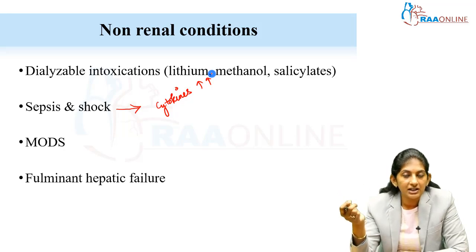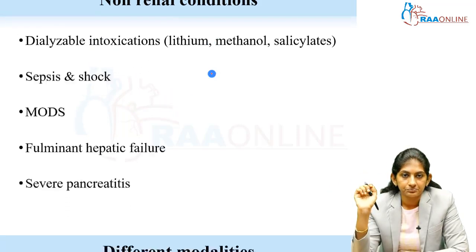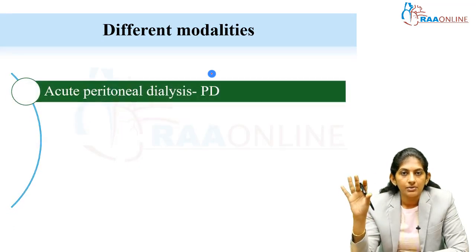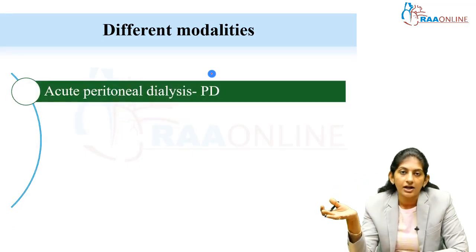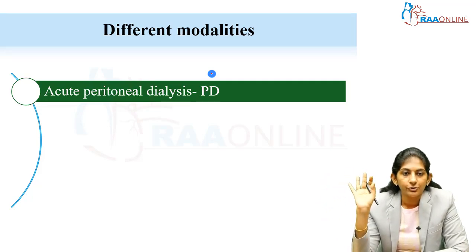In fulminant hepatic failure, sometimes yes, we do dialysis. And finally, severe pancreatitis. So what are the different modalities which come under renal replacement therapy? Number one, which we do in our wards, acute peritoneal dialysis. Yes, you would have all done peritoneal dialysis. Yes, I am sure. So acute PD.